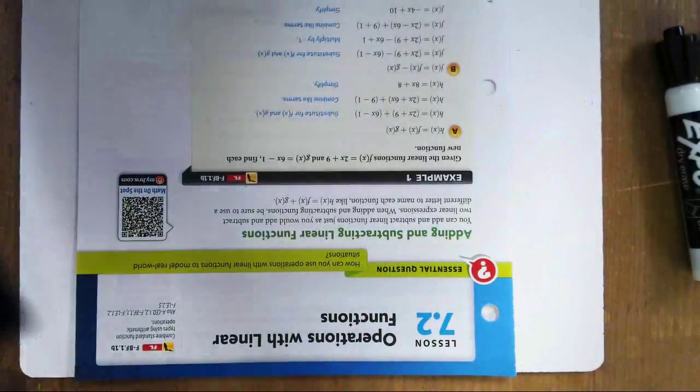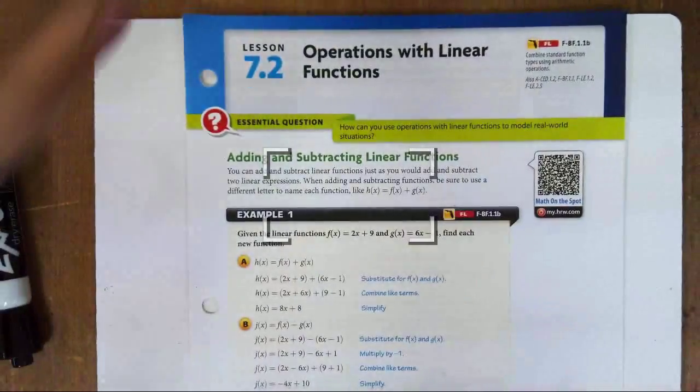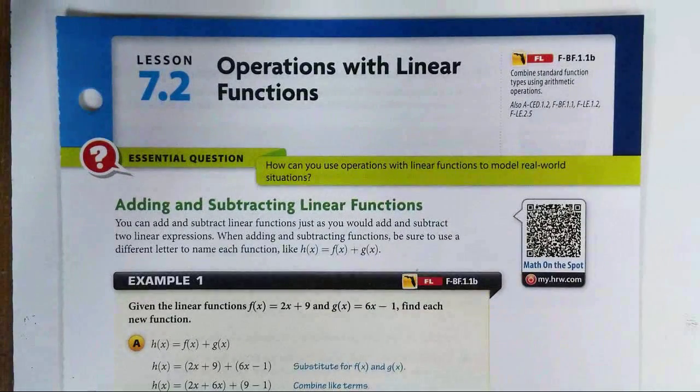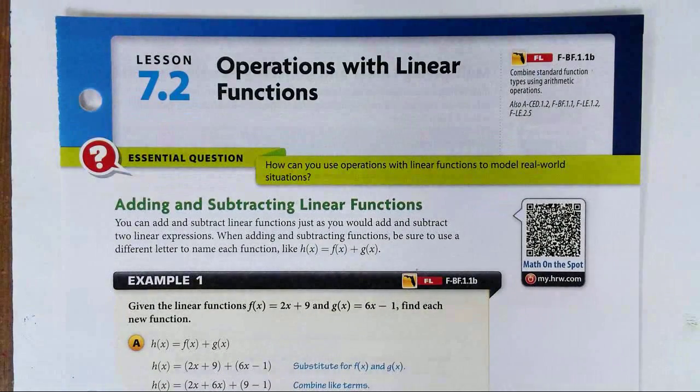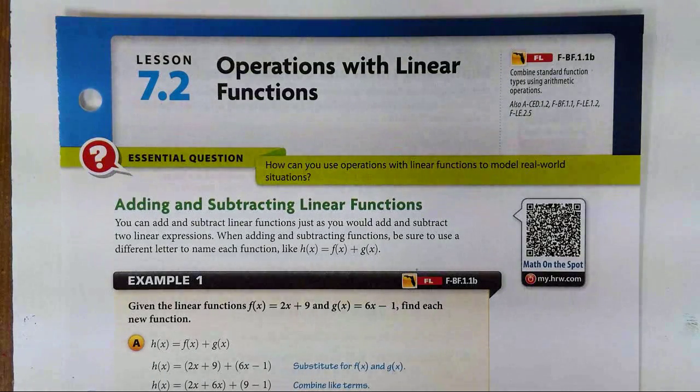So lesson 7.2. Alright, we are on page 219 of your textbook, and we are dealing with operations with linear functions as I mentioned. Our essential question states, how can you use operations with linear functions to model real-world situations? The first thing is adding and subtracting linear functions. It says you can add and subtract linear functions just as you would add and subtract two linear expressions. When adding and subtracting functions, be sure to use a different letter to name each function.